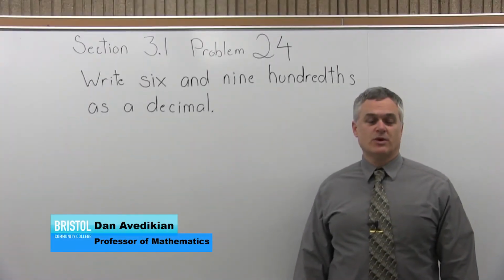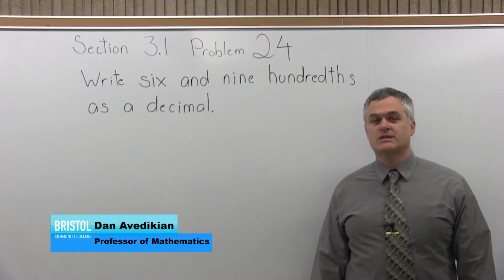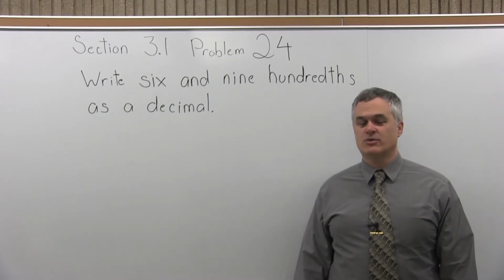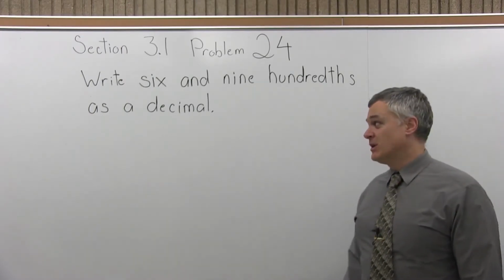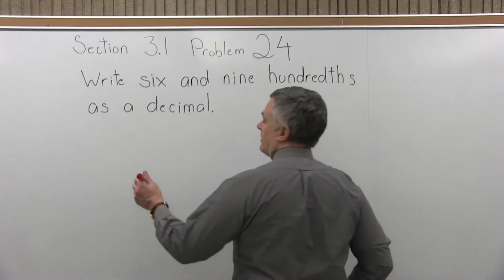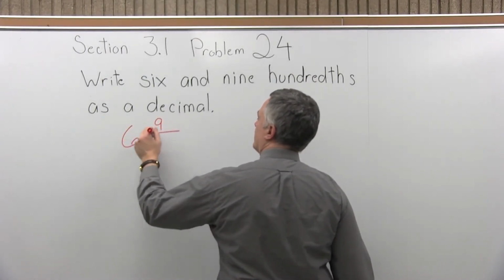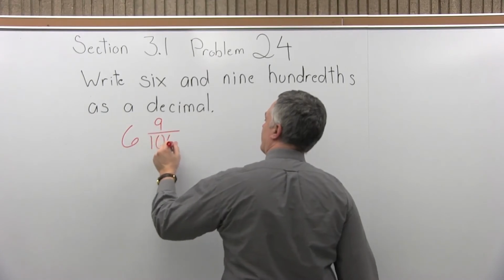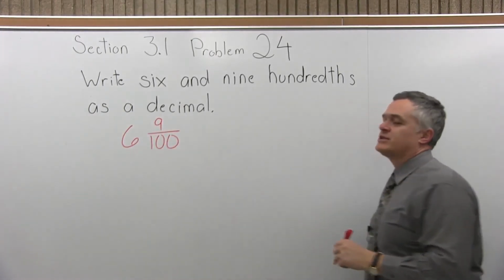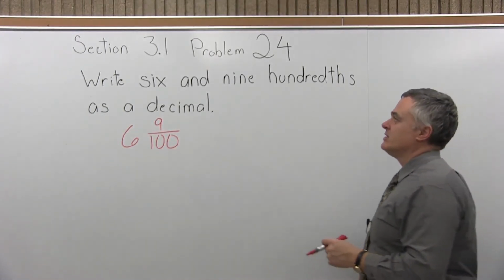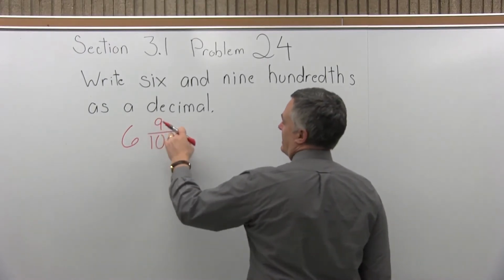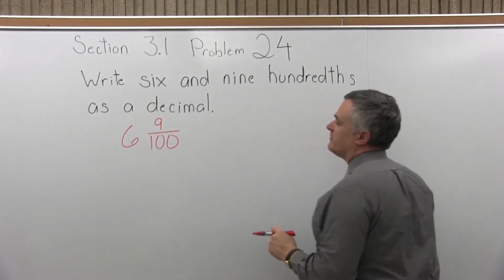This is Section 3.1, Problem 24. It says, write 6 9/100ths as a decimal. So, first, I would like to see that number written as a fraction. It's much easier to go from a fraction to a decimal than just from the words to a decimal. So 6 9/100ths is 6 9/100.